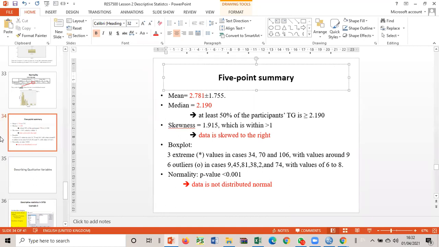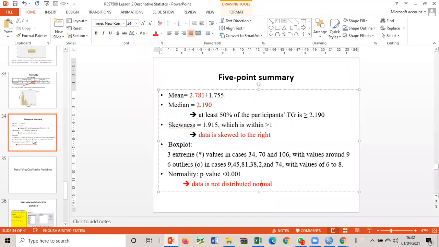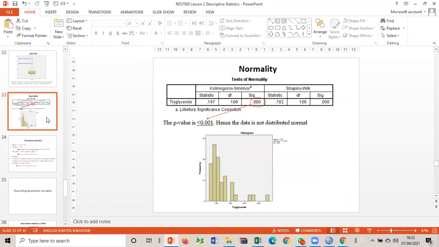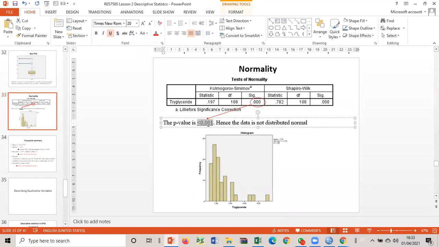Why is it not symmetrical? Look at this diagram here. Because there are outliers and extreme values. Look at the histogram. Can you see the histogram? The peak is here and it skews to the right. So what's the p-value in the test of normality? When SPSS reports 0.000, you report it this way: less than 0.001.